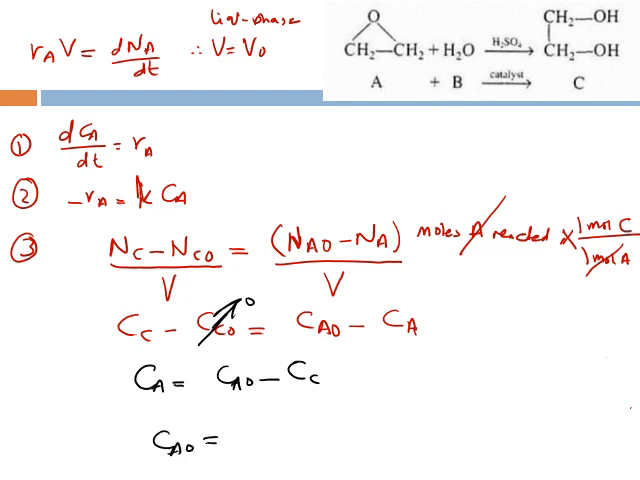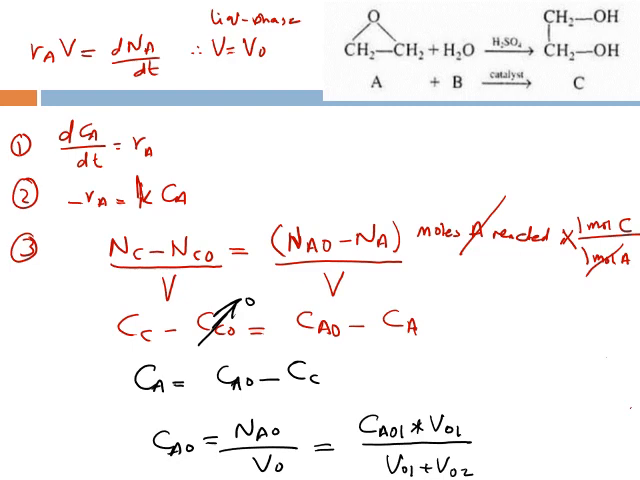We said Ca naught equals Na naught divided by V naught, and remember Na naught is coming from the first solution, right? The first solution, which was, remember, Ca01 multiplied by V01, and the other solution did not contain A, so we don't need to add it. It only contained water and catalyst, and this V naught is simply V01 plus V02. And remember, this was 2 molar, this was 500 ml, so that's 0.5, and 0.5 times 2 will give you 1 liter. So basically we have 1 molar. The solution Ca naught is 1 molar.